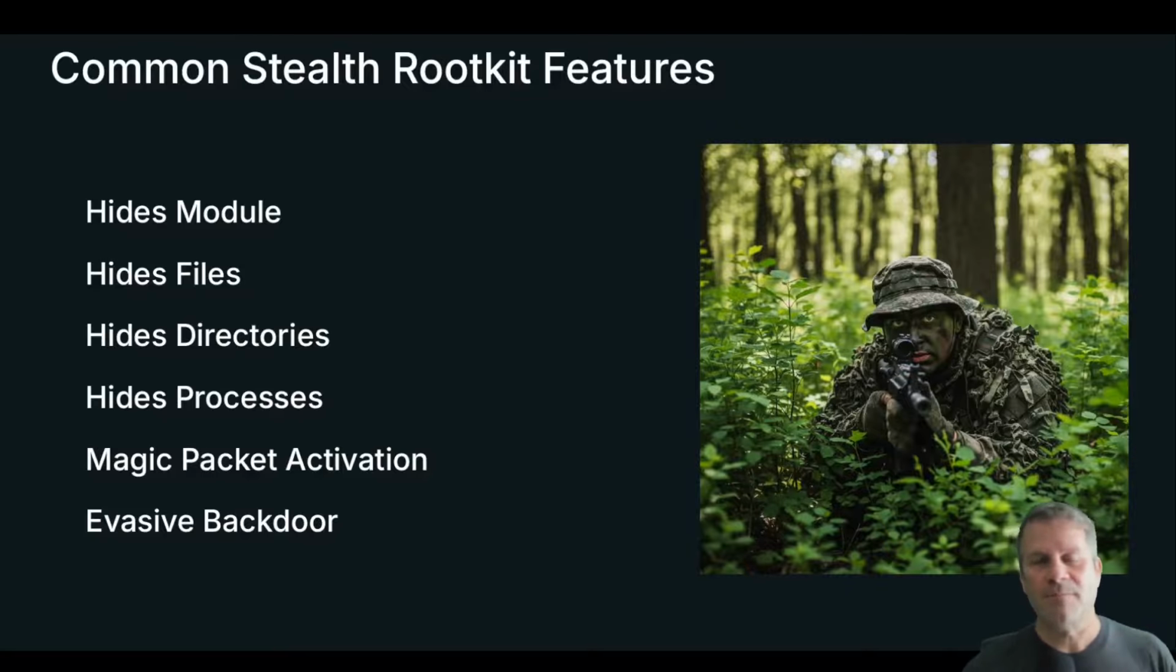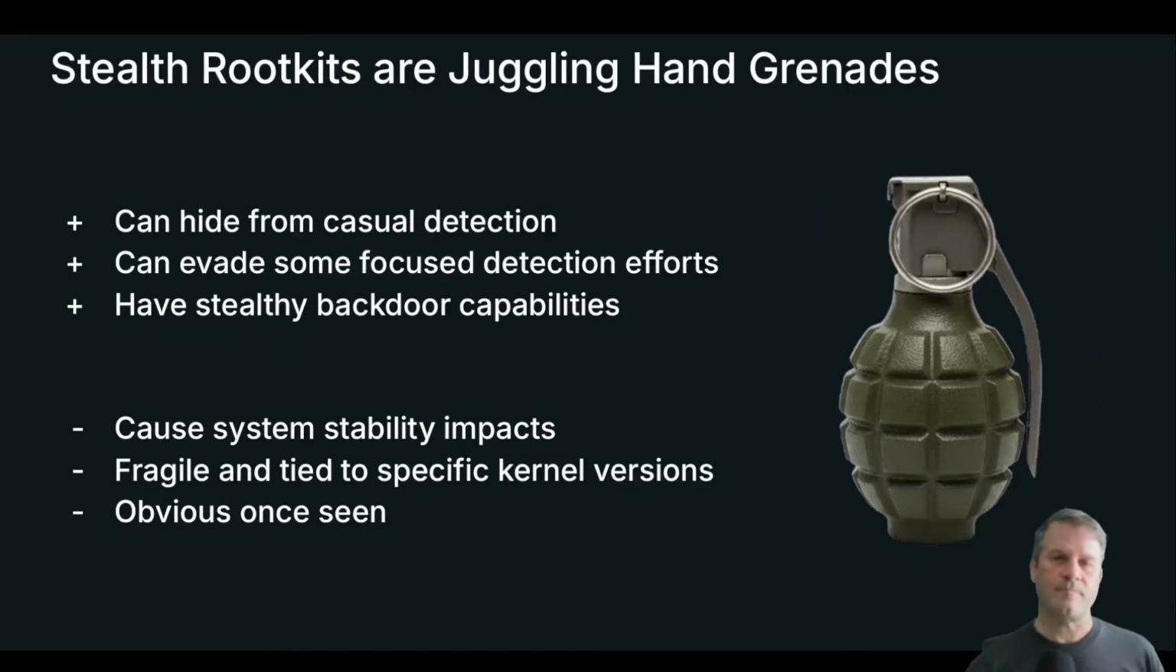Now, the problem a lot of these rootkits have is they are what I call juggling hand grenades. Essentially, they can hide from casual detection and even some focused detection efforts, but they're interacting with the kernel in a way that it doesn't want to be worked with. Linux is the premier open source operating system in the world, where open is the operative word. It does not like to hide things. So because these kernel rootkits are coming in and trying to hide, they are breaking a lot of how that kernel wants to work and how the operating system wants to present itself to the user.